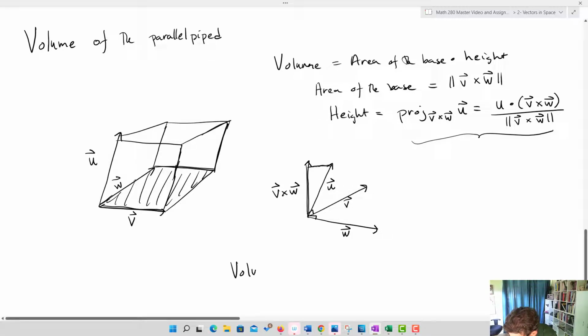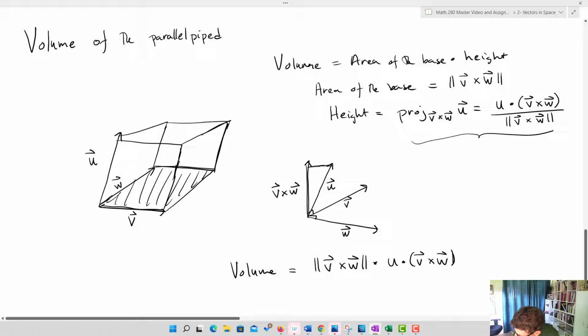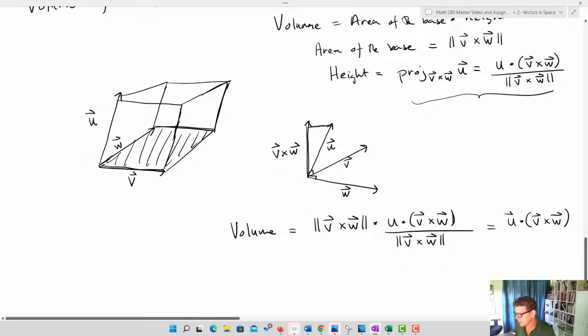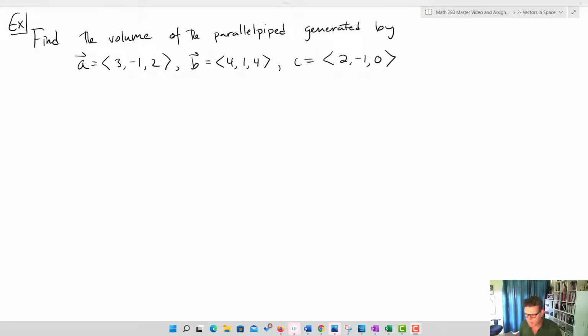So the volume of the parallelepiped is going to equal the magnitude of V cross W, my base, times U dot V cross W, divided by the magnitude of V cross W, which just means that it's equal to U dotted with V cross W. And there's our volume. The volume of this parallelepiped ends up being the triple scalar product. Sweet.